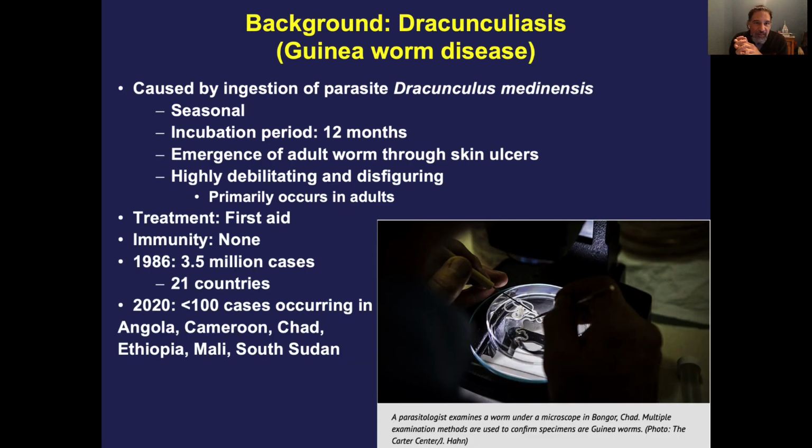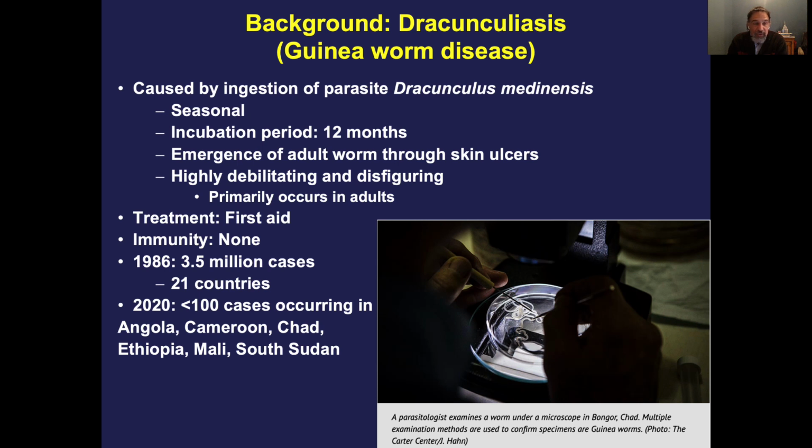Dracunculiasis, or Guinea worm disease, is, unlike the viral infections we've been talking about so far, an example of a parasitic infection. It's caused by the ingestion of a parasite called Dracunculus medinensis. It's a seasonal infection, and it has a long incubation period, about 12 months between infection and the time when symptoms develop. The symptoms result from the emergence of an adult worm through skin ulcers. It is not a very deadly disease, but it can be highly debilitating and disfiguring.